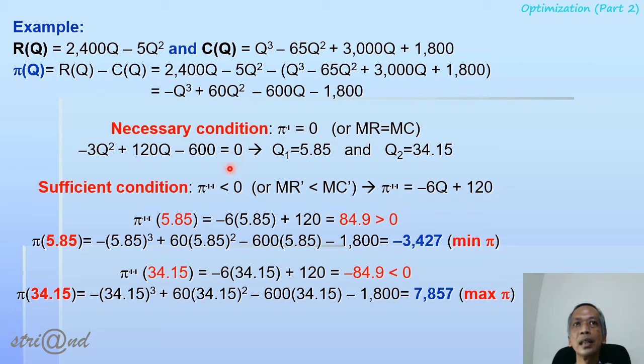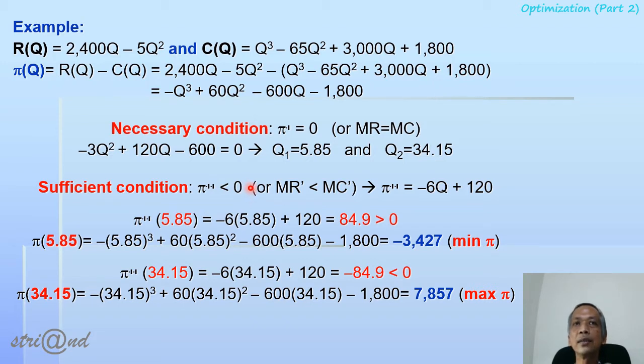And then the roots of this equation are: the first Q is 5.85, and the second quantity is 34.15. So we have two values for quantity here, 5.85 and 34.15. And now let's apply the second condition, which is the sufficient condition. The second derivative should be less than 0. This is the first derivative, so the second derivative is minus 6Q plus 120. This second derivative should be less than 0.